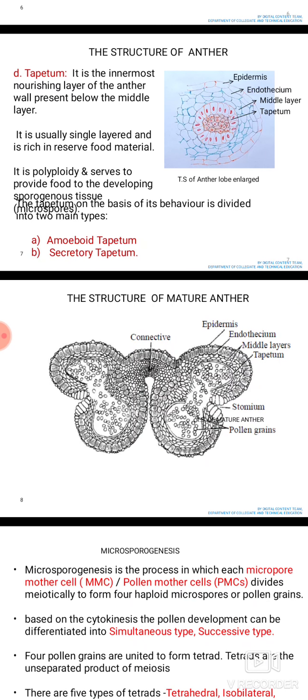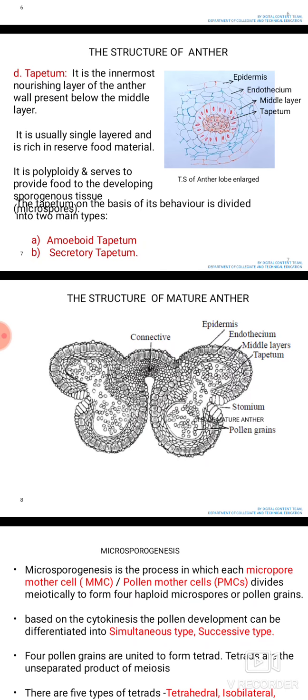So, this is a diagram of a transverse section of an anther where we can see the epidermis, the outermost layer, below that the single layered endothecium having fibrillar thickening helps in dehiscence of the anther, middle layers, 2 to 3 middle layers, and the innermost tapetum, which is a nutritive tissue.